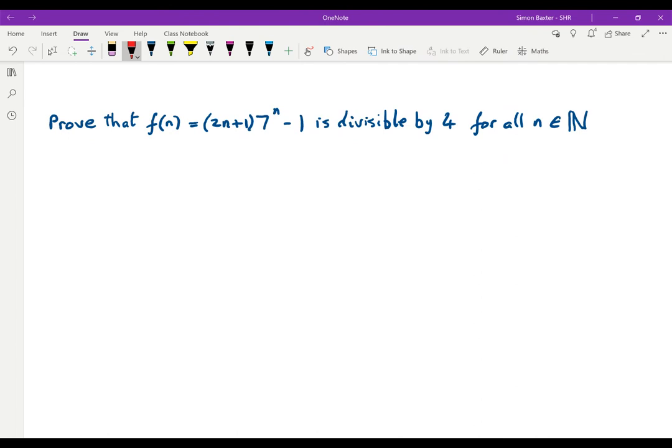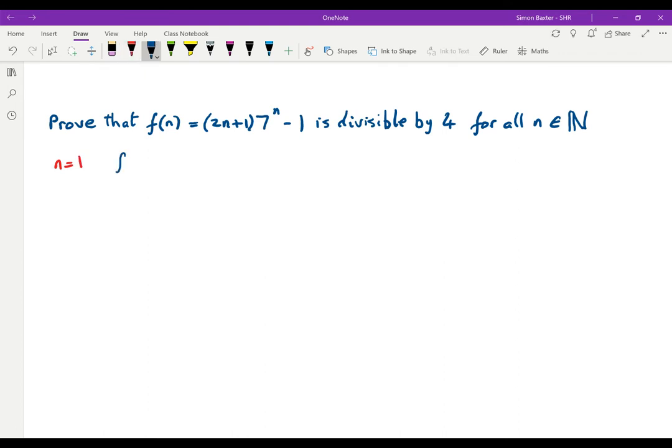Our next example looks very similar to the ones we have done, but there is another little complication which occurs with this one. Show that f(n), which is (2n plus 1) times 7 to the n, minus 1, is divisible by 4 for all natural numbers. So this time we are starting at 1 again. So we look at n equals 1.